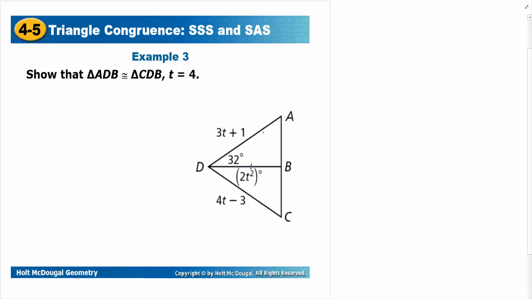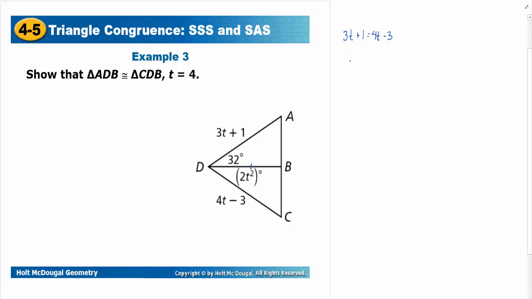Now if they're congruent, that means we should be able to say that 3t plus 1 equals 4t minus 3. But because these are both t, whatever I get for t here, if I plug it in for my angle, I should get 32. If I don't, then this is not congruent. These triangles aren't congruent because I won't have a side-angle-side relationship.